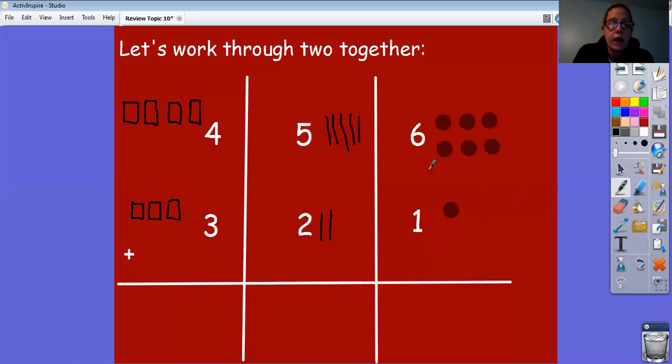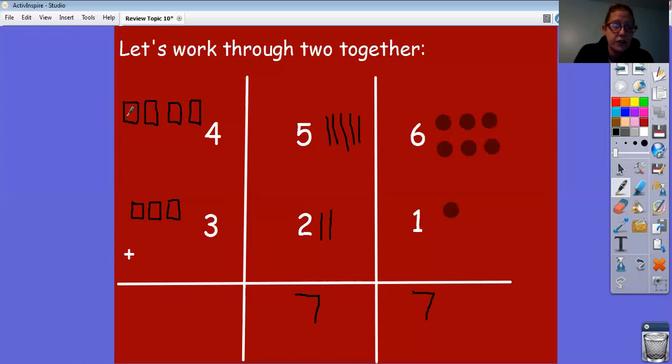So now I'm going to go ahead. I remember I always start over here to solve with my 1s. So I'm going to count my 1s. 1, 2, 3, 4, 5, 6, 7. I have 7 1s. Let's count my groups of 10. 1, 2, 3, 4, 5, 6, 7 again.